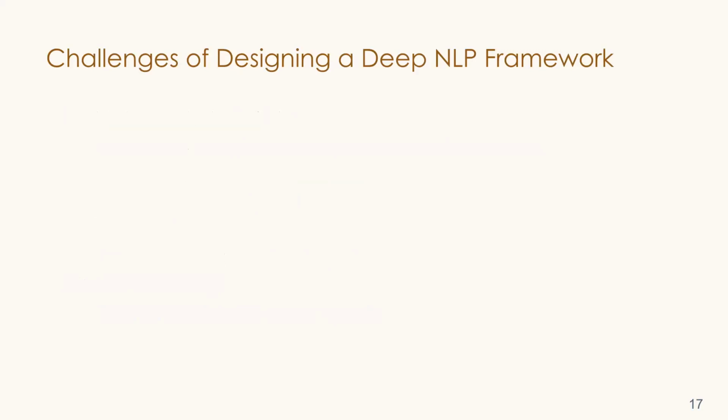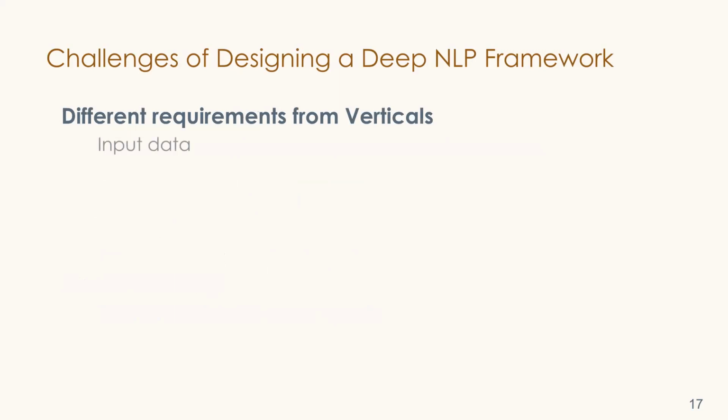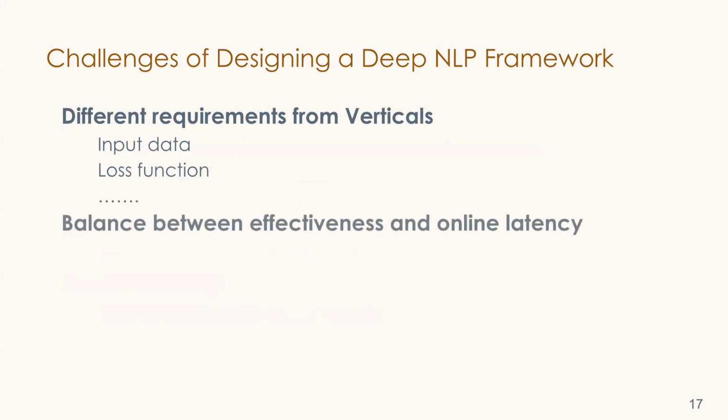So what are the challenges? The first one is we have very different requirements from each task. The input data is very different, and also the loss function. For example, the search system needs list-wise learning to rank, while the recommender system uses point-wise learning to rank. And also we need to balance well between the effectiveness and the online latency.